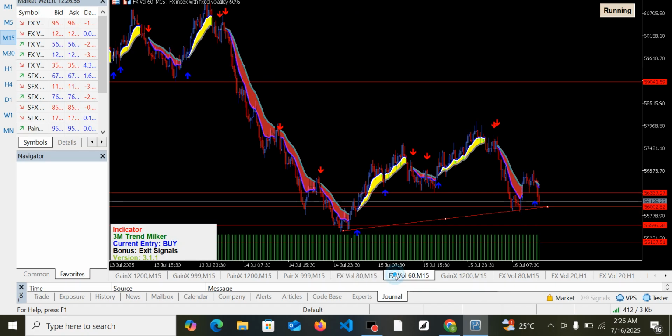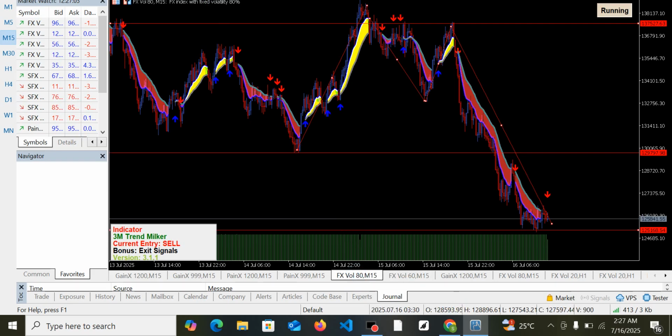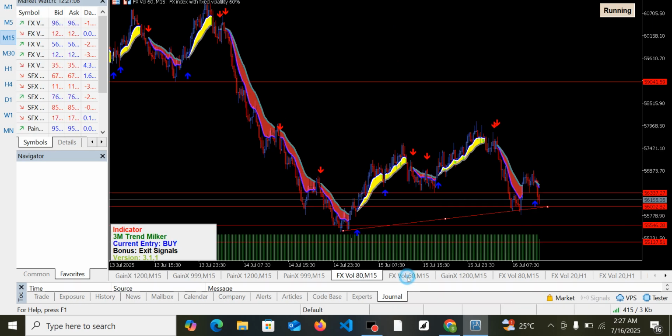Now let's move on to FX Volume 60. This is FX Volume 60. If you notice, it is also giving us the same vibes, but the other way around. You can see this gave us a sell signal, got to this support region, and was unable to break out from there.